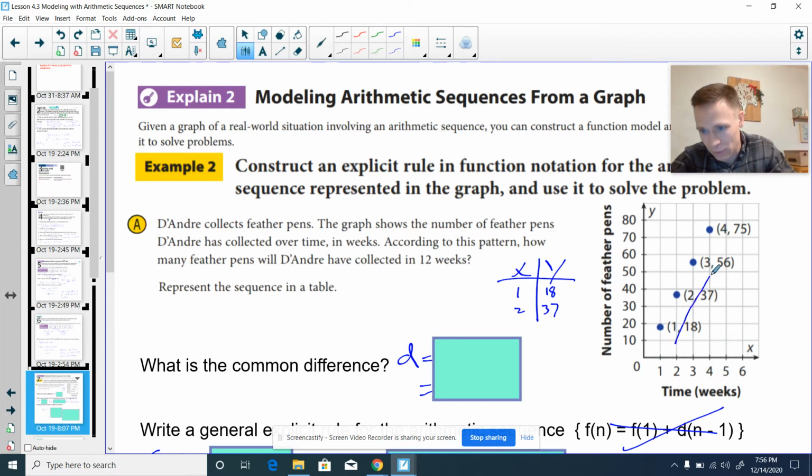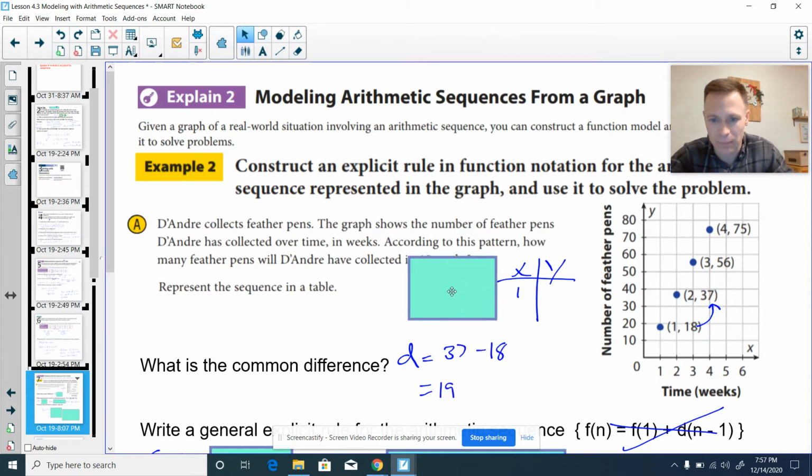And really what I could also do is visualize that and say this is going to be x and this is going to be y, and it's going in this direction instead. That's not a real great way of doing it, but you get the way that your brain should be seeing it. All right, so common difference here. What I'm going to be looking at is how does my y value change from one to the next? Well, it goes up, which means I have to subtract 37 minus 18. 37 minus 18 is 19, so my common difference is 19.